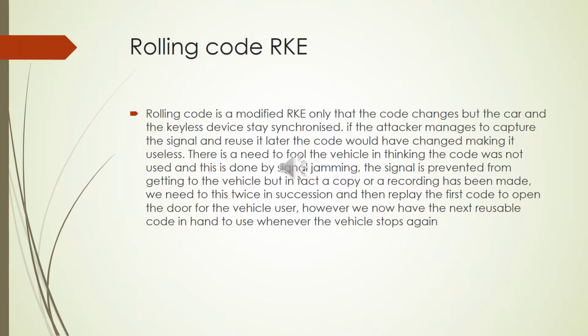There is a need to fool the vehicle into thinking that the code was not used, and this is done by signal jamming. The signal is prevented from getting to the vehicle, but in fact a copy or a recording has been made. We need to do this twice in succession, and then replay the first code to open the door for the vehicle user, who thinks it was only used once. However, we now have the next reusable code in hand to use whenever the vehicle stops again.